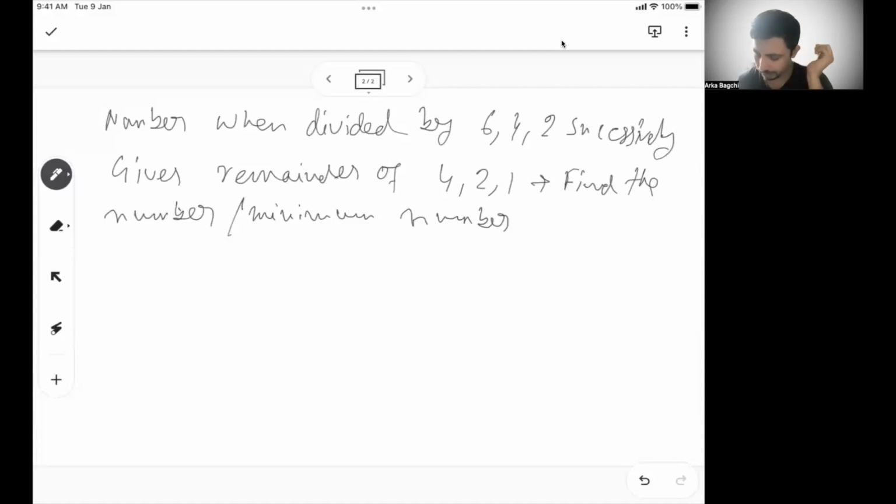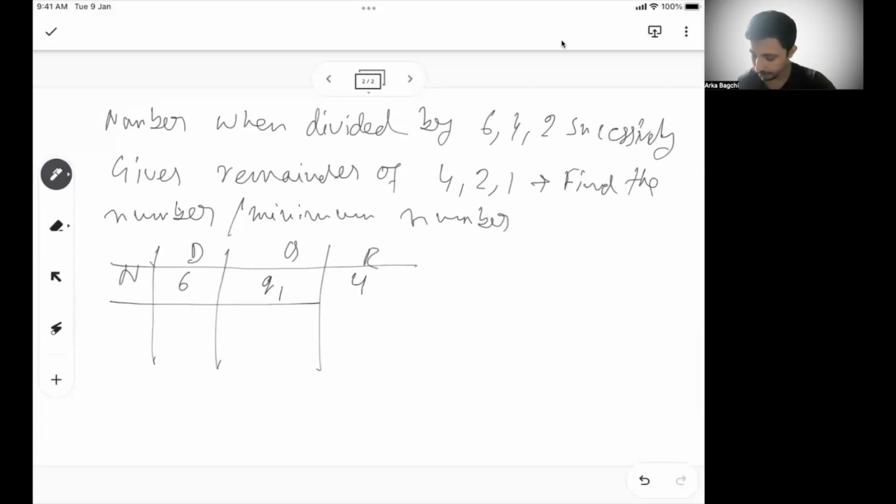So let's say the number is n. If you have a divisor, quotient, and remainder, let me try to build this. The number is n. First, you are dividing with 6. Your quotient, let's say, is q1, and you get a remainder of 4. This is your first stage. So can I say my n is 6q1 plus 4?